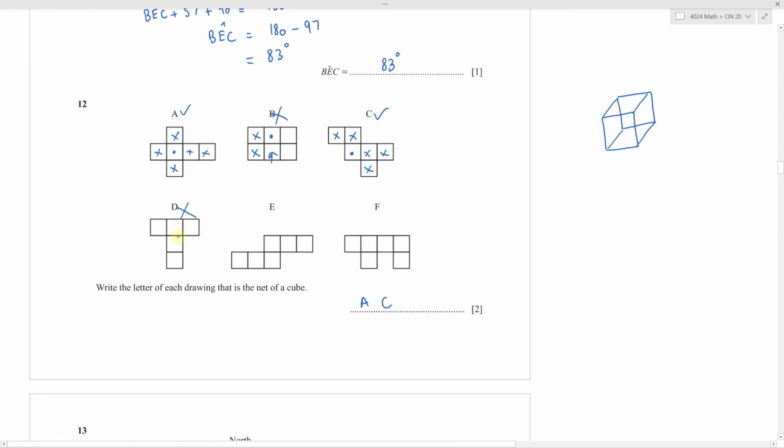D, as we saw, it only has 5 squares, so we don't even need to see if it can form a cube since it only has 5. We need 6. So this one has 6, so let's start with this. Let's take this as the floor. Again, we will try to see if we can form a cube from all the faces given.